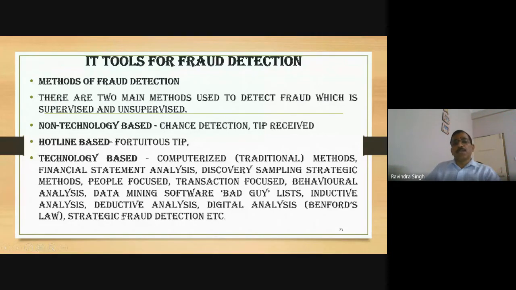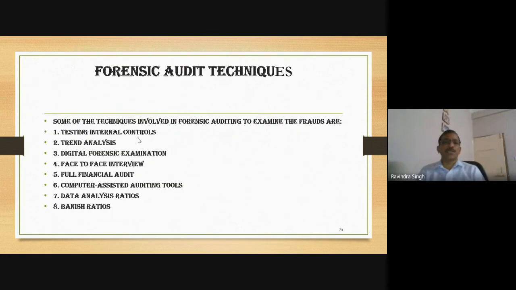Technology based: computerized traditional methods, financial statement analysis, discovery, sampling, strategic methods. This is the information that internally we can do. Once there is a loss, there is no profit as per our expected parameters, or our expenditure, then the internal organization management goes for technology based investigation. And sometimes, if they believe that some particular employee is playing a foul game with the organization, they can adopt non-technology based also. So these are the tips which are used to detect fraud in any organization.